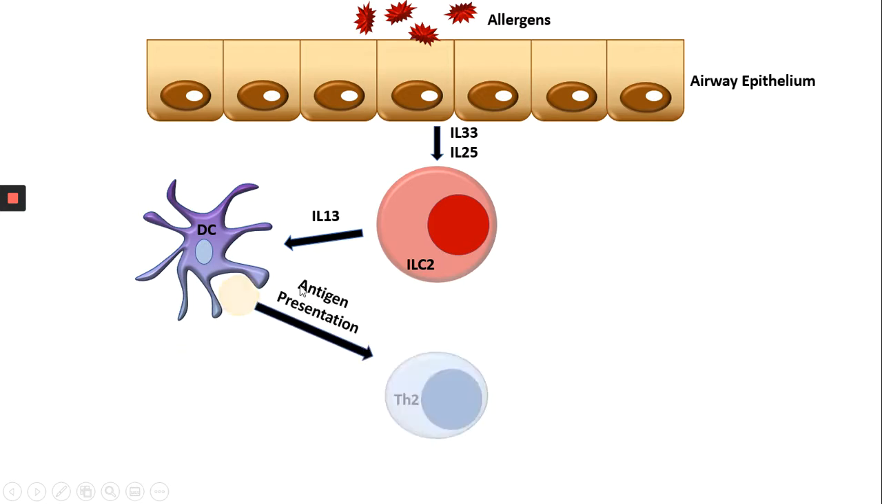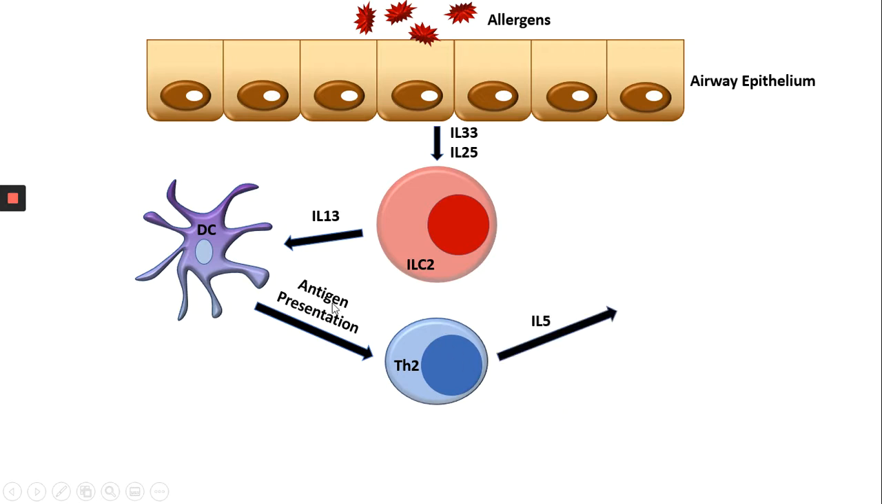When dendritic cells bump into Th2 cells or other T helper cells, the receptors on the Th2 will bind to the antigens on the dendritic cell. And this is otherwise known as antigen presentation and antigen recognition. Once the Th2 recognizes that this protein belongs to something outside of the body, it will release a signal, IL-5. In smaller quantities, the ILC2 will also release IL-5.